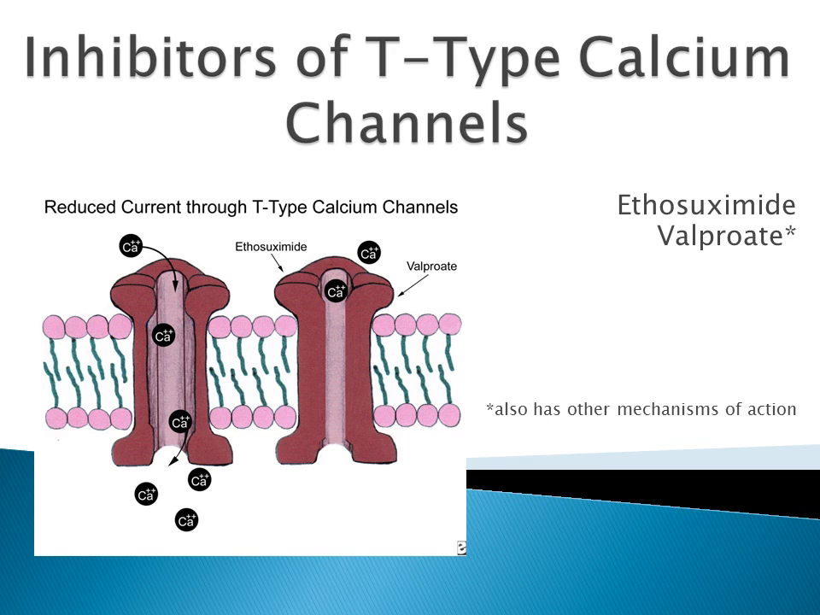Okay, the final type of drugs we're going to talk about is the T-type calcium channel inhibitors. These drugs are going to reduce current through T-type calcium channels, which are pictured here in the cell membrane. The main drugs of this class are ethosuximide and valproate, which are both used for absence seizures, and valproate is used for just about all seizures.